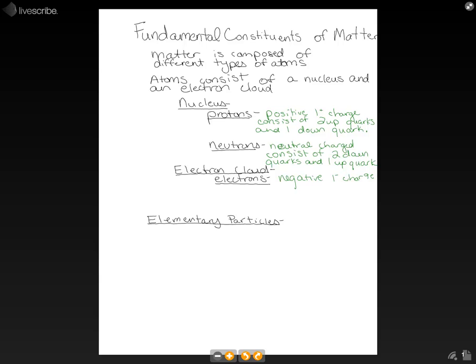A quark is considered to be an elementary particle because it is the smallest unit of matter that cannot be further broken down into smaller structures.